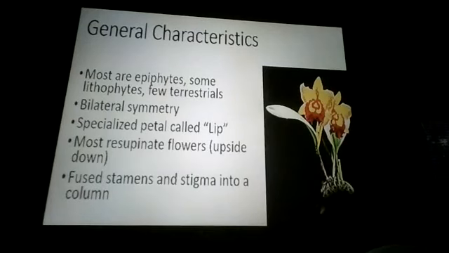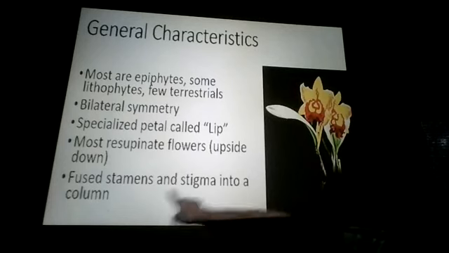Okay, the general characteristics of orchids is that most are epiphytes, some are lithophytes, and there's a few terrestrials. Now, another characteristic is that they have bilateral symmetry. They have a specialized petal called the lip, and most flowers are resupinate, which means they're upside down, and they have few stamens and the stigma fused into the column.